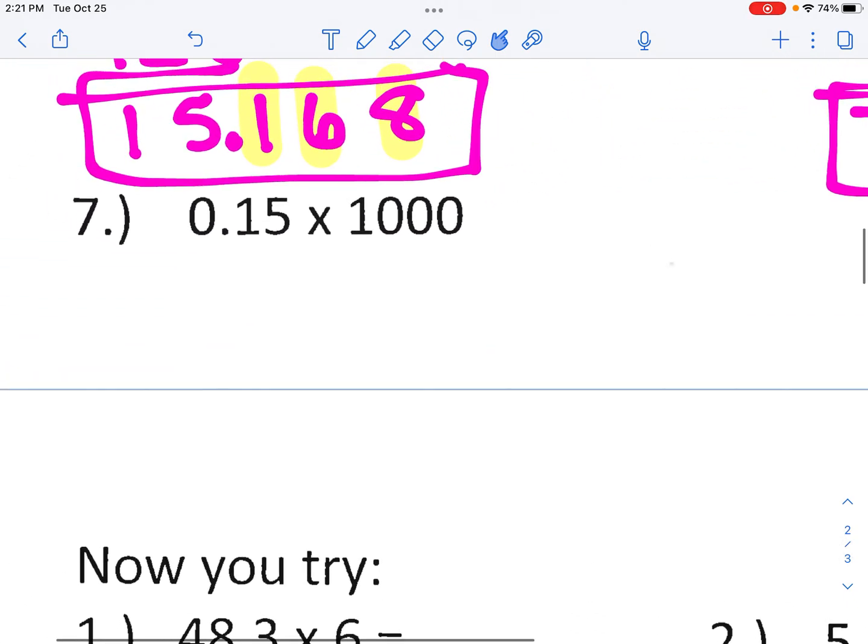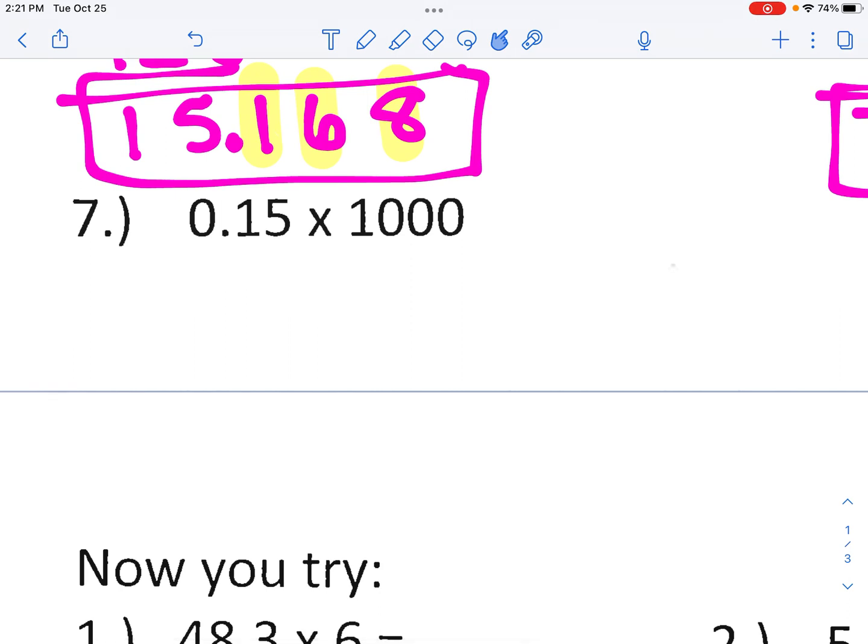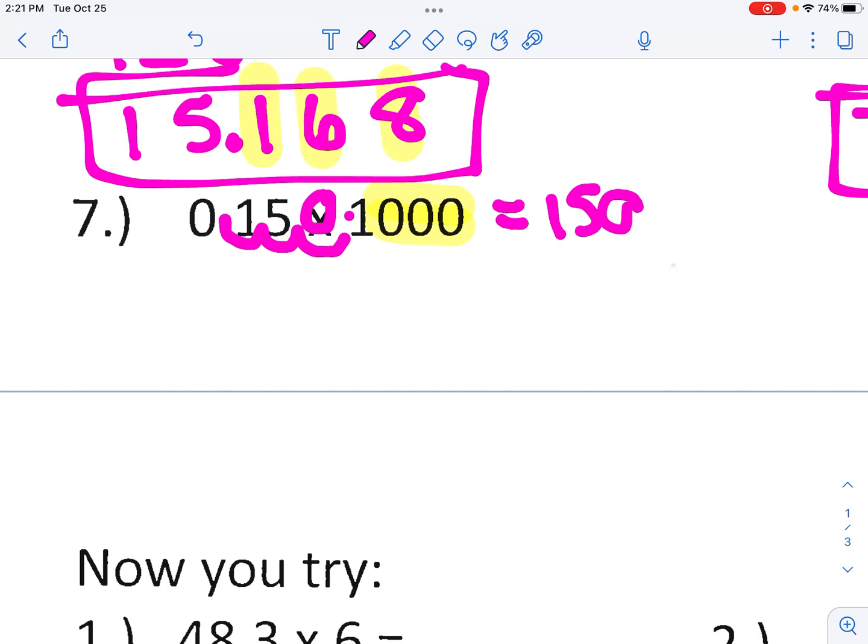Now, I'm going to teach you a trick. When you're multiplying a decimal times a power of 10, times 10, 100, 1,000, 10,000, 100,000, 1 million, etc., this is all you have to do. Count the number of zeros in the power of 10 number. There are 3 zeros in the number 1,000. That means we're going to move the decimal 1, 2, 3 places to the right, which means we're going to insert a 0. So that answer is 150.